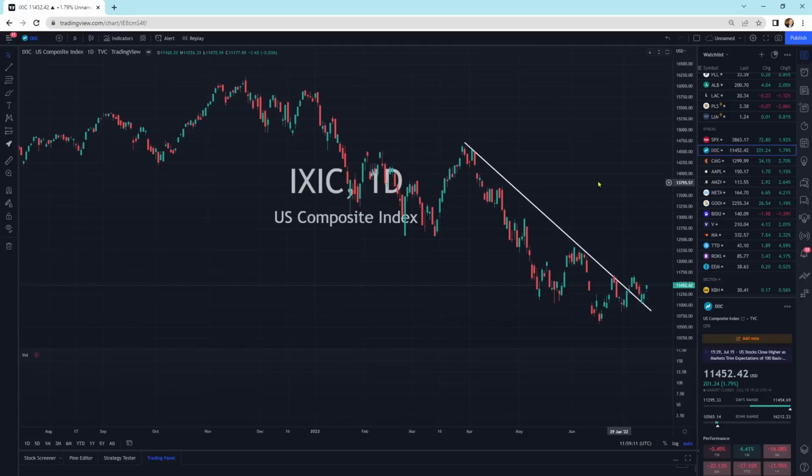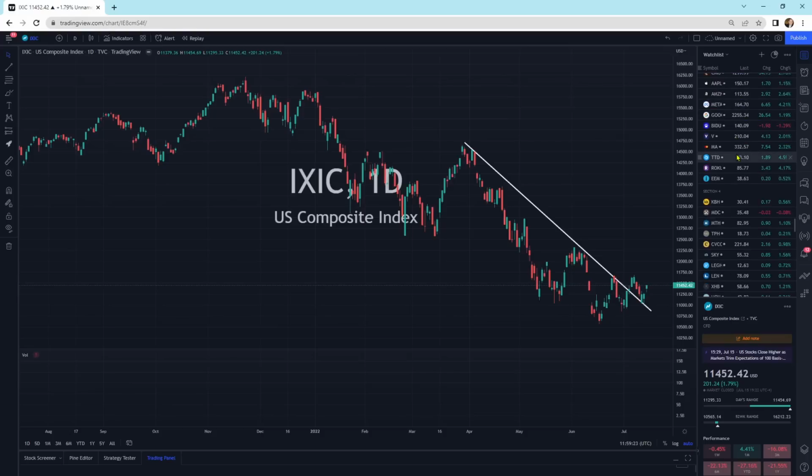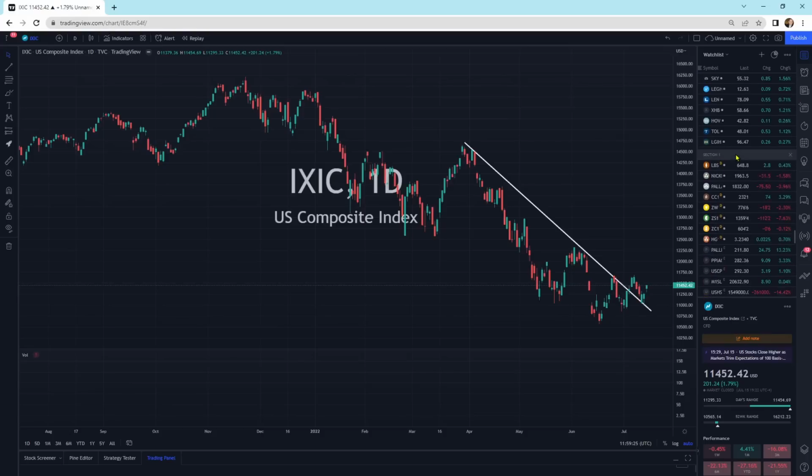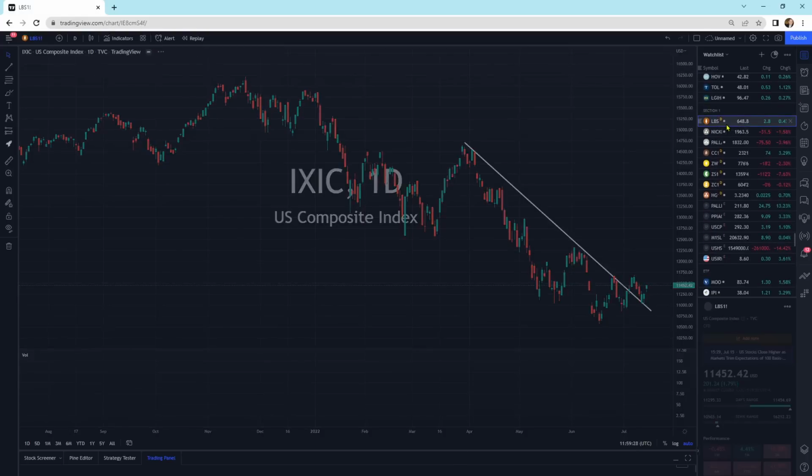And then the NASDAQ, or the US Composite Index, it's broken its downtrend. We're starting to get a little bit of buying pressure. It's not out of the woods yet, but if it clears 11,700 or so and closes above it, that's a strong indication it could go higher.